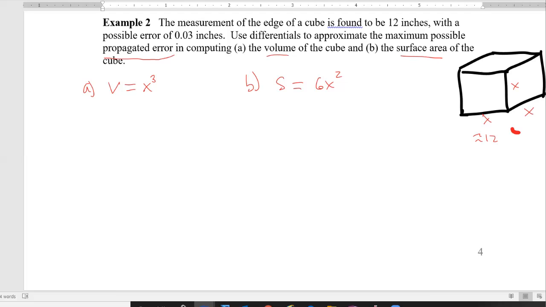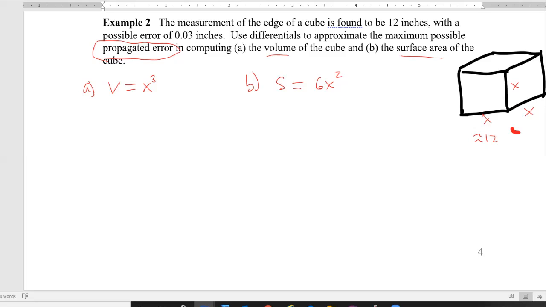Propagated in this sense means that because you're working with a number that has some error built into it, that error will be transferred into another calculation if you're going to use that number. So in this case, the volume will have some error and the surface area will also have error. So because of that, we'll say possible error because of the error in the measurements. So let's calculate that possible error.